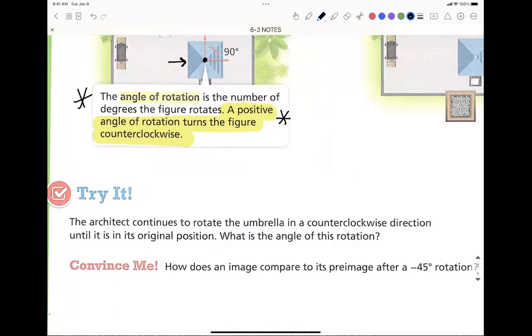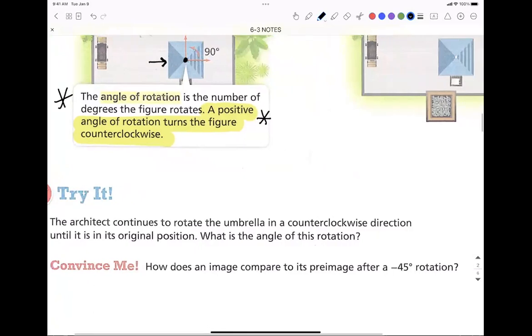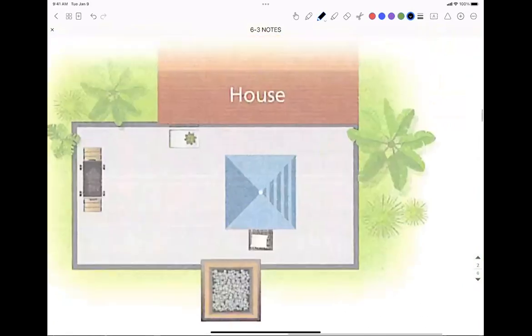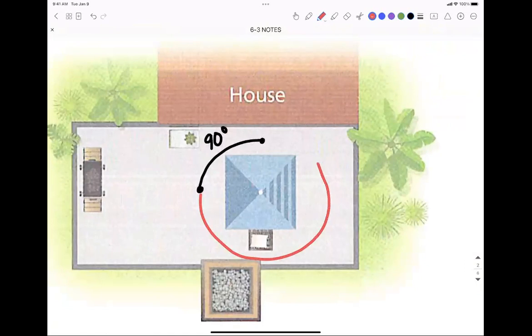What is the angle of that rotation? So let's think about what happened. He started out here. Everybody, I want you to do this. Okay, he started out here. He rotated counterclockwise, and we know that rotation was 90 degrees. Then it says he rotates it all the way back to its original position, and it wants to know what is the angle of that rotation. What's a full rotation?